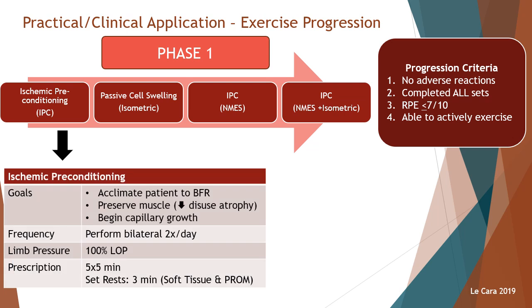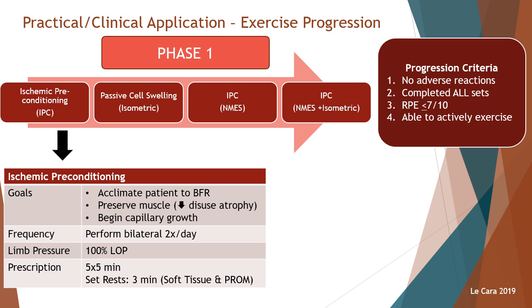Your goals with your ischemic preconditioning are to acclimate the patient to BFR, preserve muscle mass, i.e. decrease the disuse atrophy, begin capillary growth, and then your frequency here is up to 2 times a day. So high frequency on a daily basis. Ideally, it's been described on at least a minimum of 5 to 6 times per week, up to 7. Your limb occlusion pressure is going to be 100%.